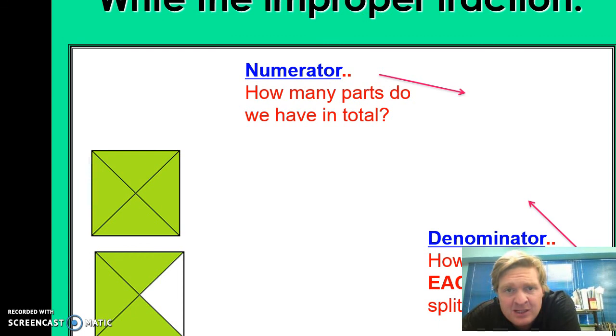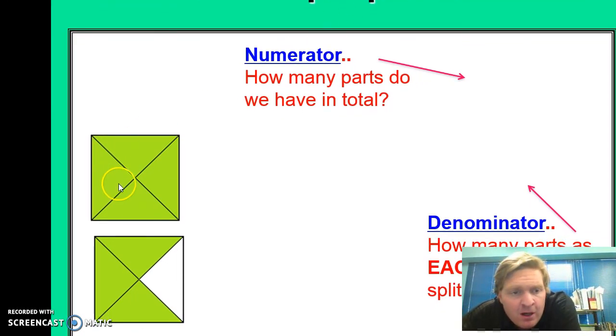Let's have a look at another example. Here I have two whole numbers, or two shapes. Both of these have been broken into 1, 2, 3, 4 parts. How many parts do I have in total? 1, 2, 3, 4, 5, 6, 7 parts. How many parts have each been split into? They've been split into 4, so my improper fraction should be 7/4.